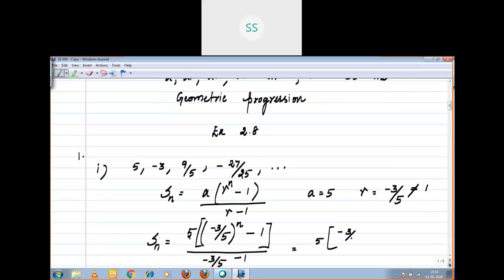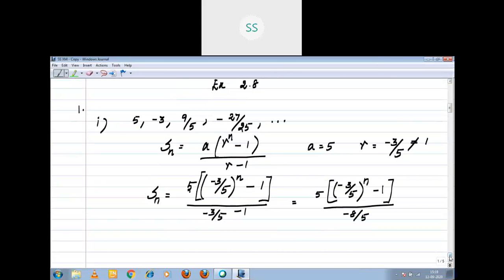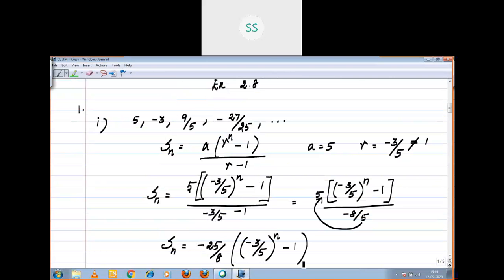Now minus 3 by 5, the whole power n minus 1, divided by minus 8 by 5. You have to take LCM. Now the denominator is a fraction, so the 5 goes to the numerator. Now Sn equal to minus 25 by 8 into minus 3 by 5 the whole power n minus 1.